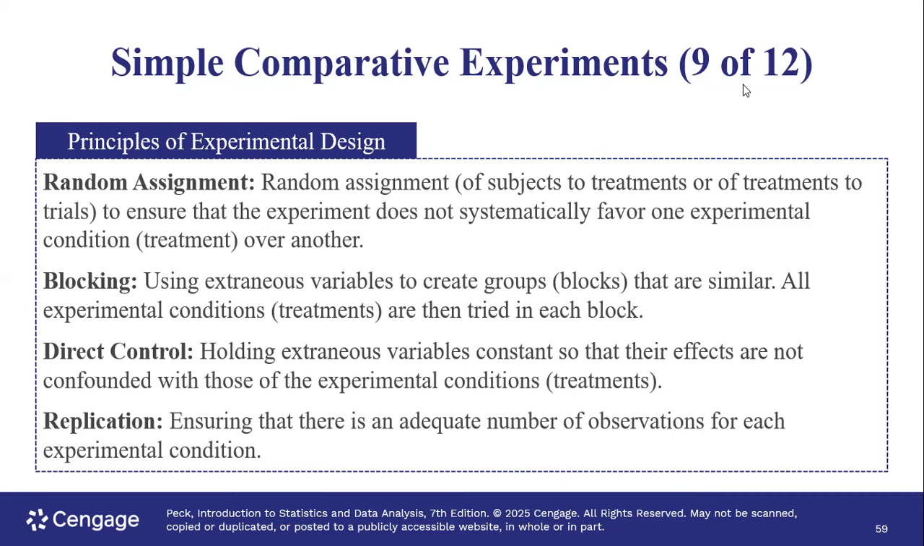We also talked about blocking using extraneous variables to create blocks. In my example, it was grade 1, grade 2, grade 3, grade 4. These are separate blocks in which we are going to divide each block into two groups. One will get the current method of teaching, the other the new method of teaching. Direct control, the example we talked about, directly control the extraneous variable of time of the day. Conduct the experiment on two different groups at the same time of the day. Remove time as an extraneous variable. Replication, we have to repeat.